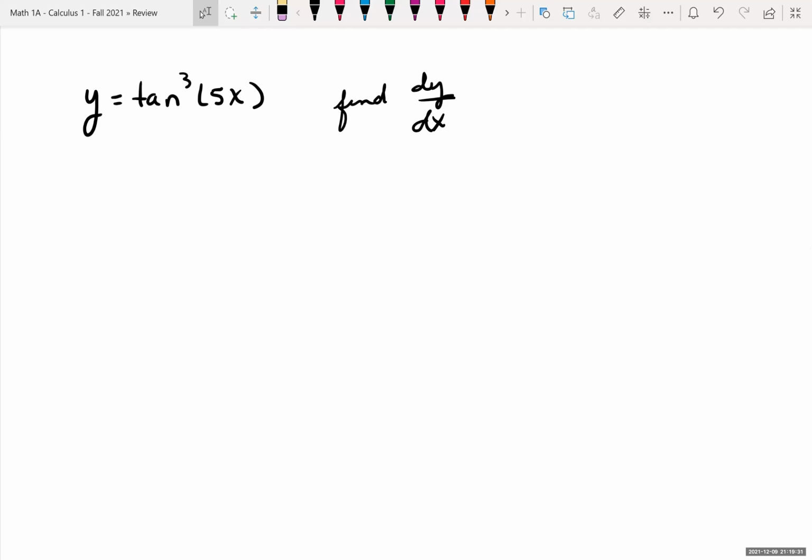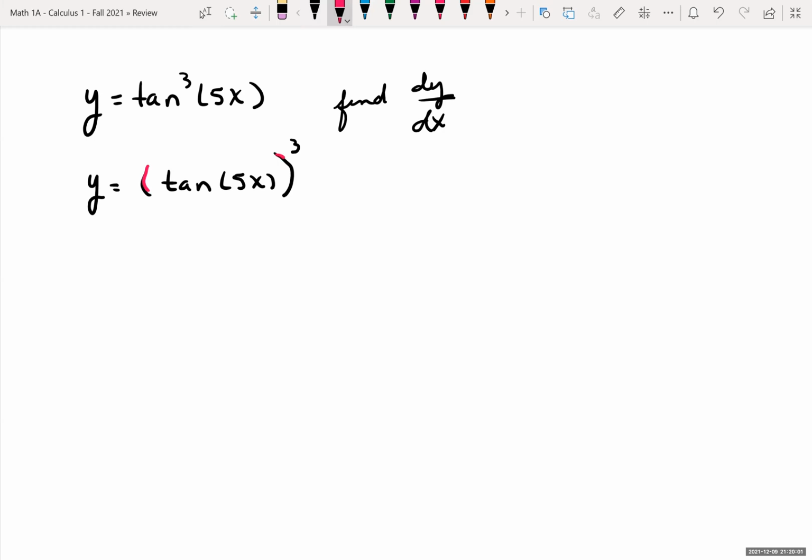So our next example in front of us, y is equal to tangent cubed of 5x, and we want to find dy/dx. So it might be helpful if you rewrite this tangent cubed of 5x. This is the same thing as saying we're looking at the tangent of 5x quantity cubed. And so when we take the derivative, we're going to use the chain rule, and we're going to have to use that chain rule twice.